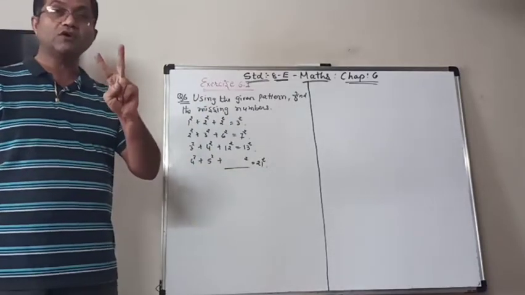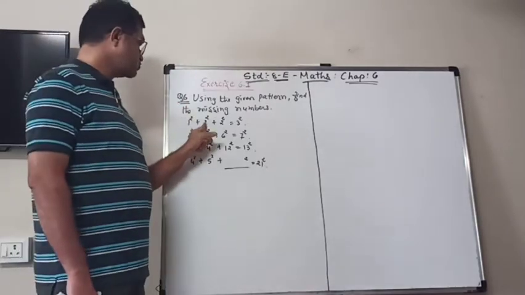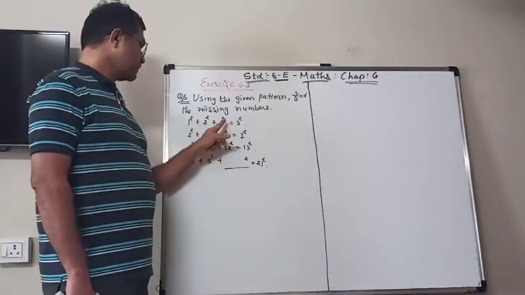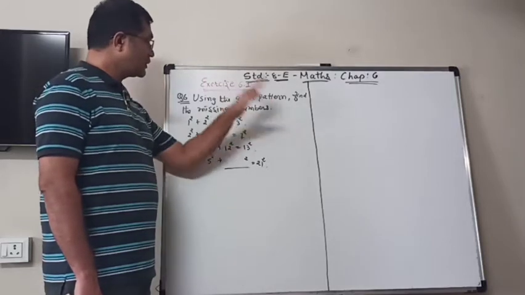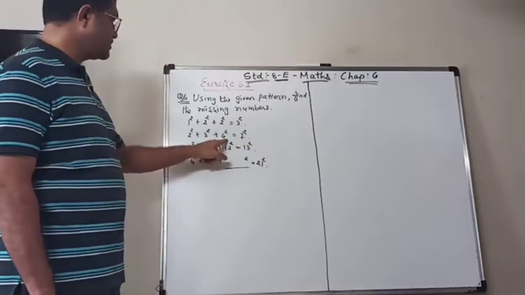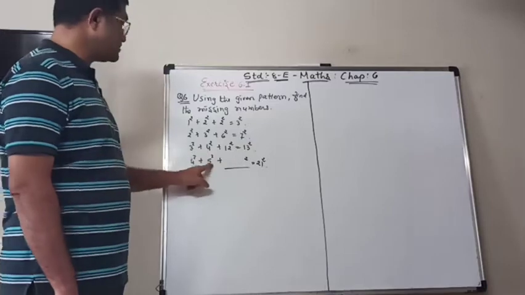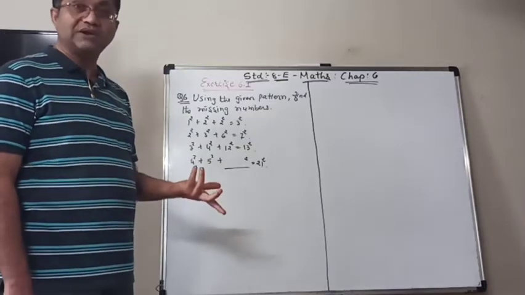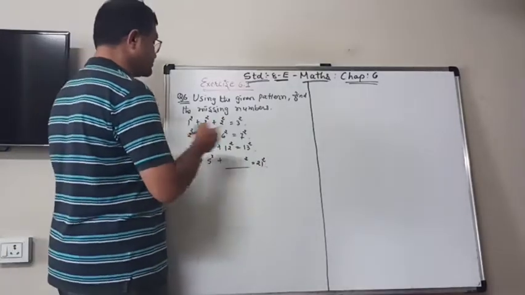So what you have to do? Multiply the first two numbers to get the third number and add 1 to that third number to get the answer on the other side. 2 3s are 6 plus 1, 3 4s are 12 plus 1. So 4 5s are how much? 20 plus 1, 21 is already there. So your answer will be 20.